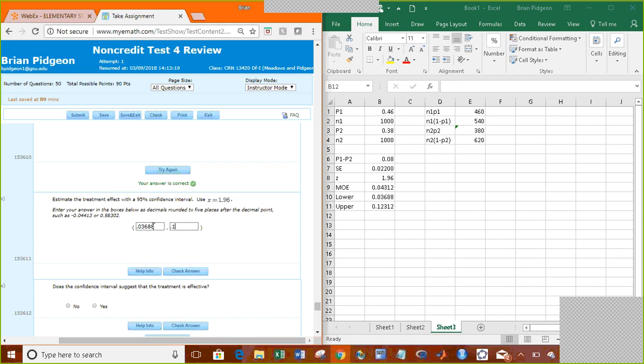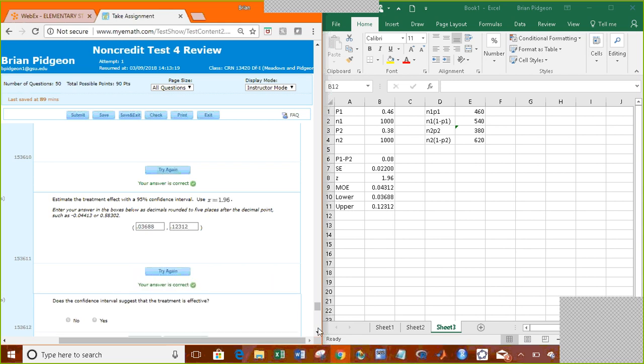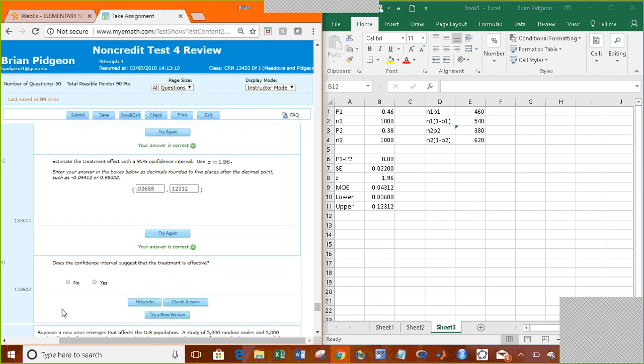0.03688, 0.12312. Now, does the interval suggest that treatment is effective? Yes. Why? Because 0 does not lie in the interval.